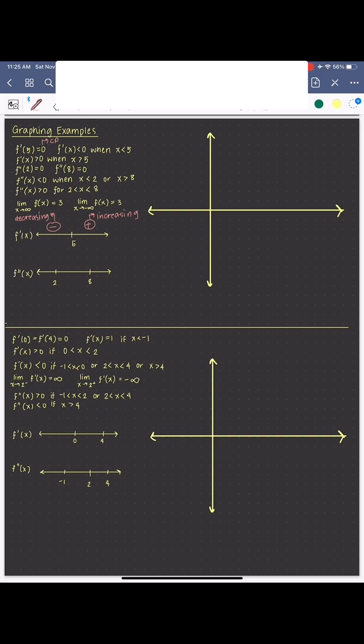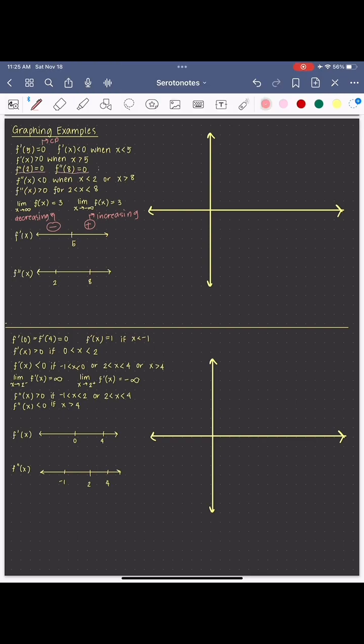For the second derivative test, we have two inflection points and these are located at x equals 2 and x equals 8. We can also know that it is concave down at these two intervals and concave up at this interval. Now we have these two limits, and if you notice that if x approaches either positive or negative infinity, the function value approaches 3. This means that 3 is our horizontal asymptote.